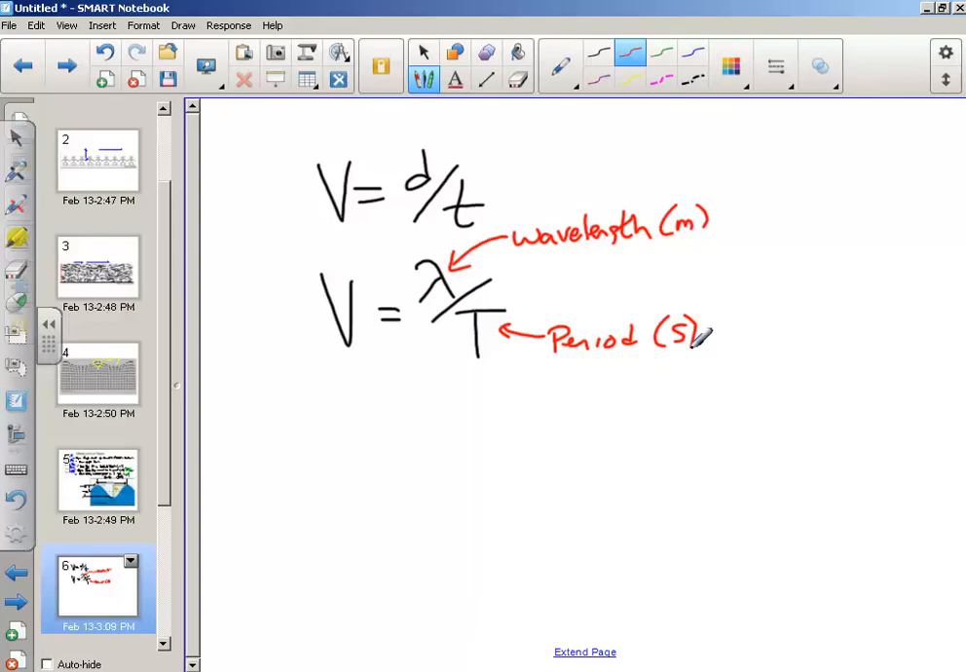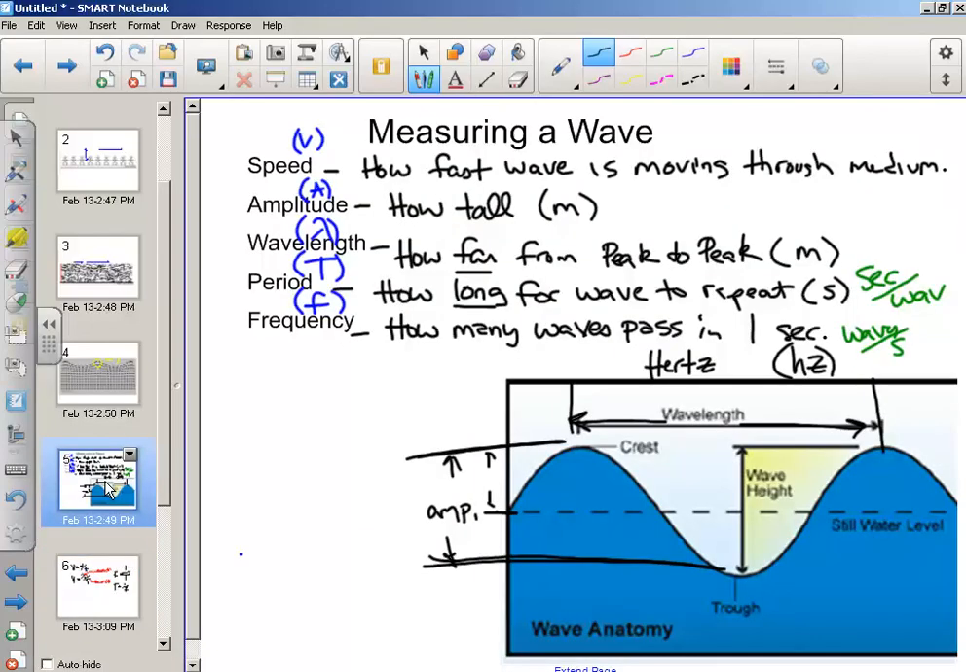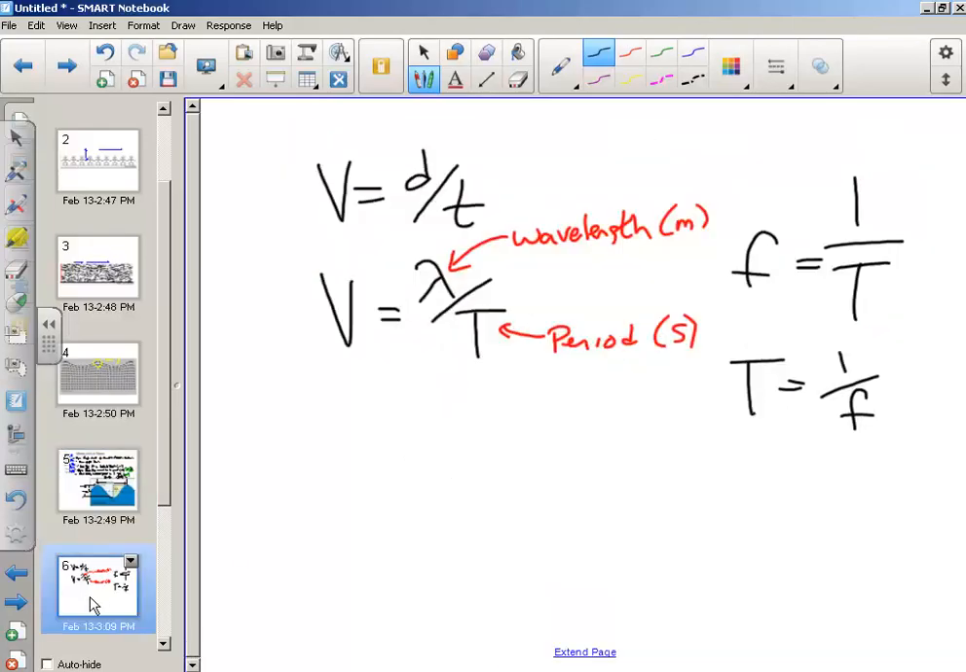And there is a way where period is related to frequency. So if you've got the frequency, it's 1 over the period, and vice versa. Period is 1 over the frequency. Remember how we talked about a second ago? This one was seconds per wave, and this is waves per second. They're reciprocals of one another. So if you've got the period, you can understand the frequency. You just take one divided by the other one.